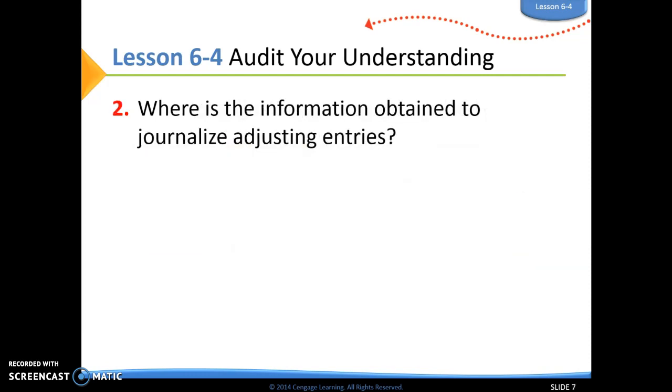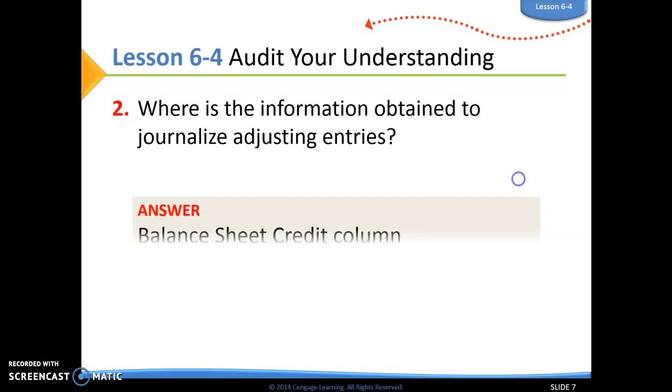Number two, where is the information obtained to journalize adjusting entries? Where do we get that information from? We're going to get that from our adjusting columns. I don't know where they're getting this, but we're going to get that from our adjusting columns on our worksheet.